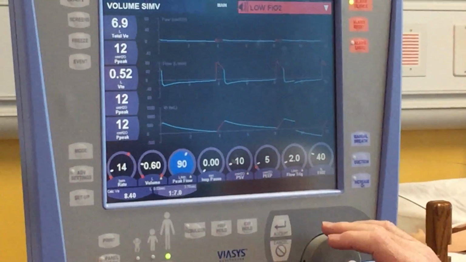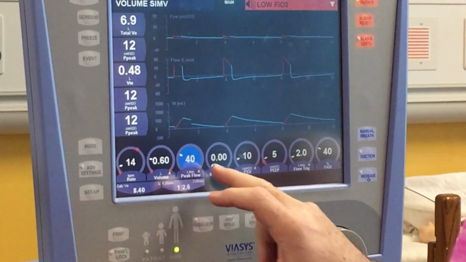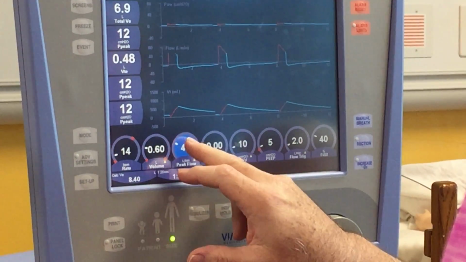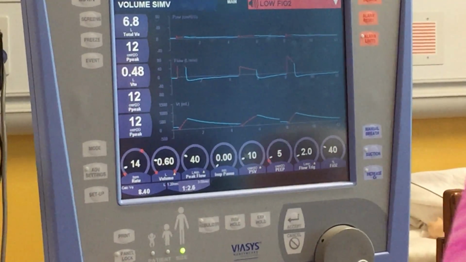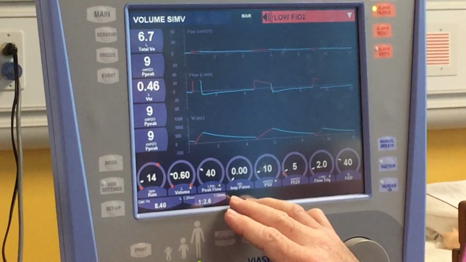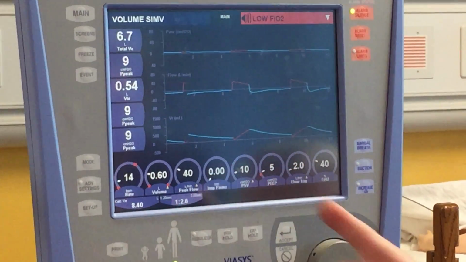Next week, I'm going to give you guys a formula sheet. And it's going to be formulas you're going to use forever and forever on how to calculate peak flow and your I time, okay, your I ratios. So this tells me how fast this breath is given. Pressure support we're going to go into next week.